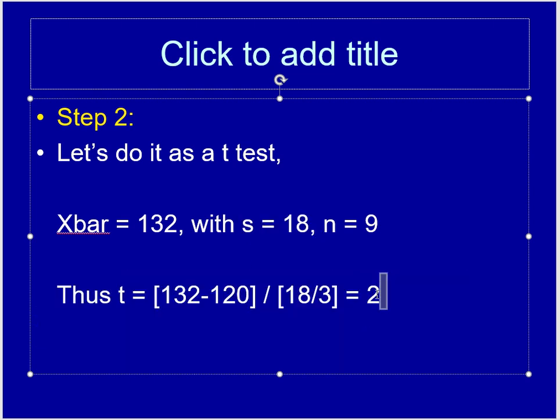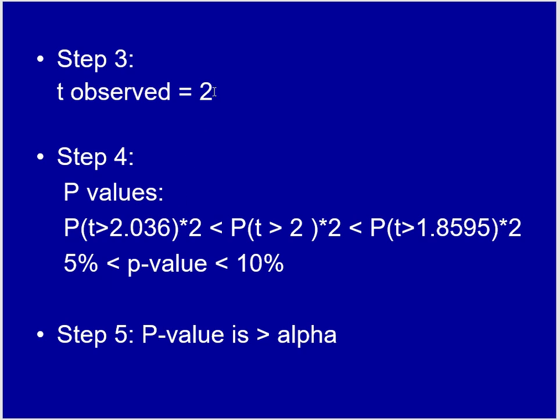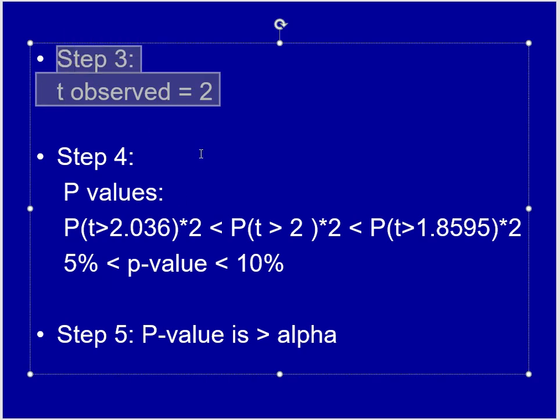T came out to be equal to 2, according to this calculation. Remember, T has degrees of freedom, which is N minus 1, which is 9 minus 1, which is 8. Okay, so that is step number 3. So the T that I calculated came out to be equal to 2. The next step is for us to get the p-value.